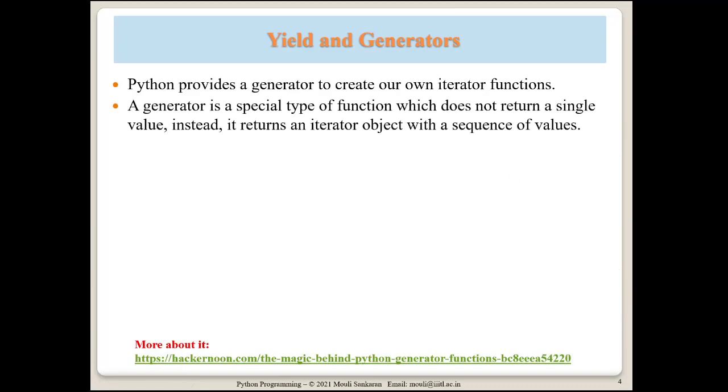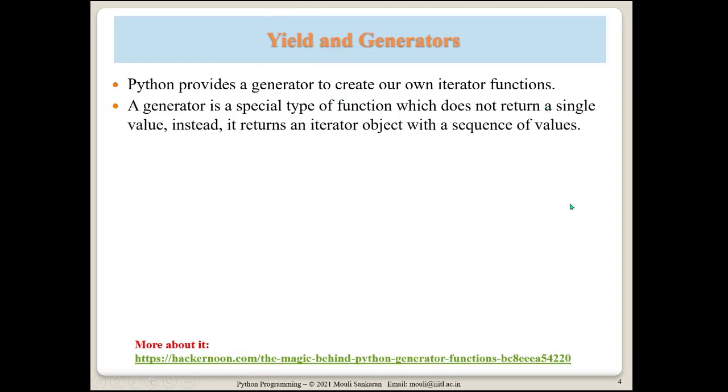Now let us see how you make a function a generator. That's where yield comes into play. This particular word is not a capital Y, okay. Yield is a small letter. Our PowerPoint has given it as a capital letter, so don't get confused. Python provides a generator to create our own iterator function.